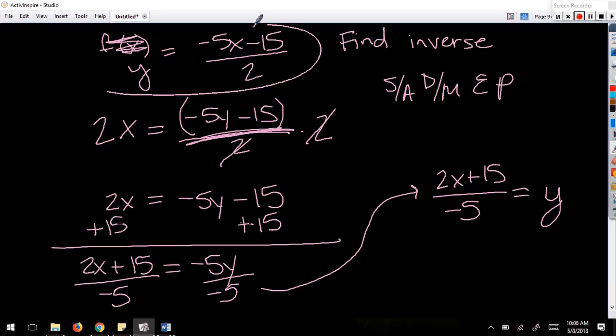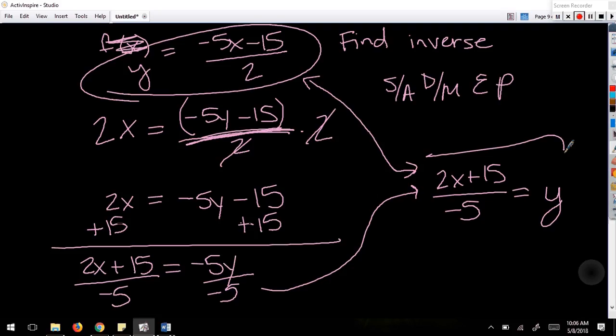So these two equations are inverses of each other. All you did was flip, switched x and y, and then we solve for y every single time. That's how we find an inverse.